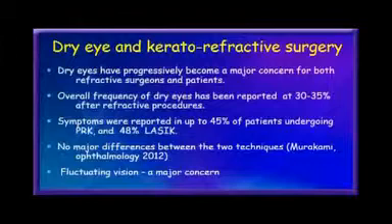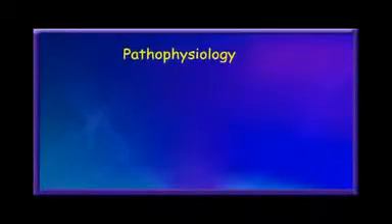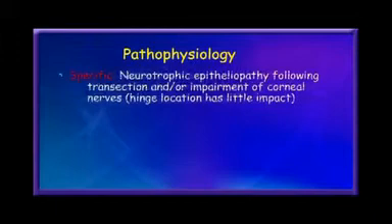And what does this cause? It causes our patients to have fluctuating vision, and they don't understand that in the early post-op time. So it's very important for us to pay attention to it. Pathophysiology, well, we're cutting corneal nerves. We're creating a neurotropic epitheliopathy that is the principal underlying cause for this.